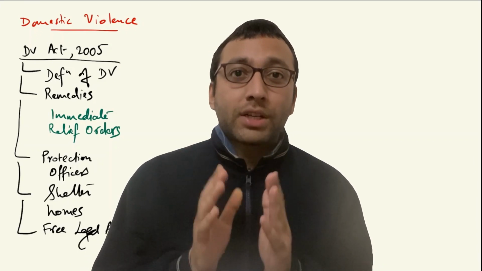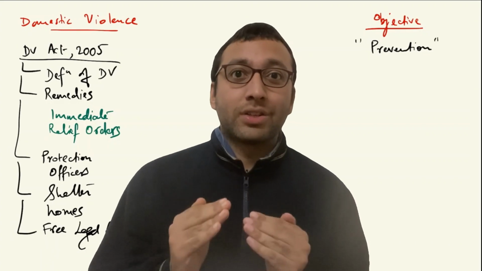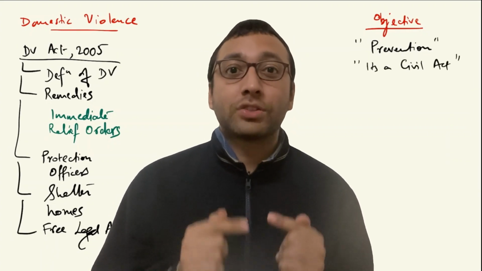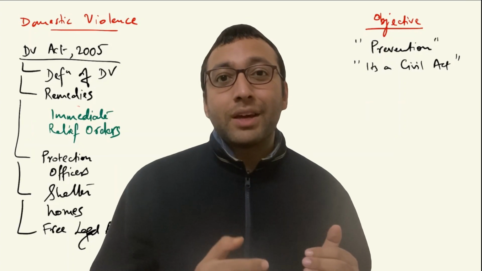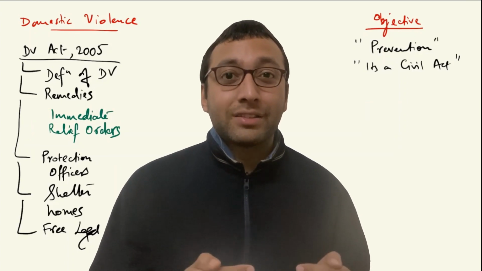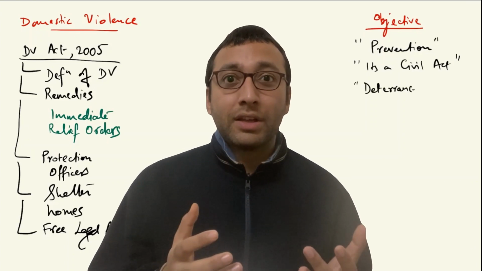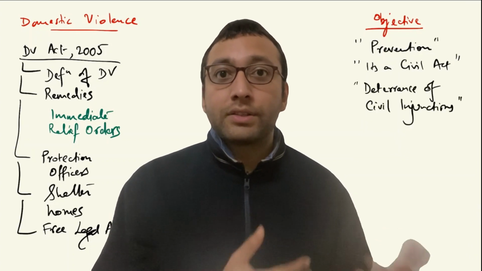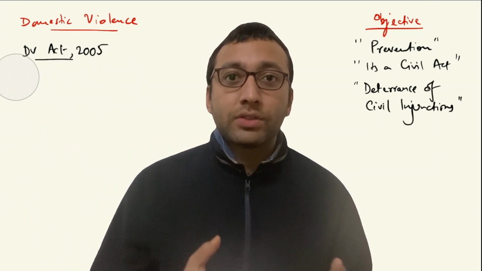What is the main objective of the Act, by the way? The main objective of the Act is protection, prevention, not cure. It is a civil act, it's not a criminal act. So when I told you about all of these orders, they are preventive orders, all right? They are civil injunctions. So it aims to suppress domestic violence by utilizing the inherent deterrence that these civil injunctions carry with them. So what are the challenges?